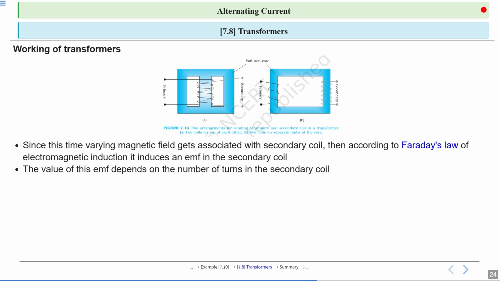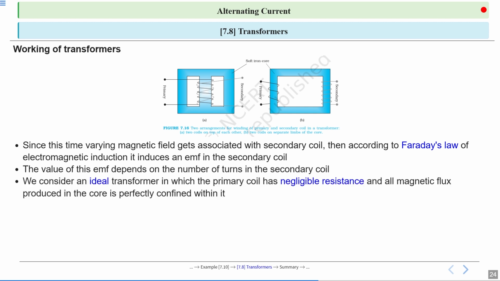So now, what amount of EMF is induced in the secondary coil? It depends on the number of turns of the secondary coil. I will give you an idea before that: if the number of turns of the secondary coil is more than the primary coil, then the output voltage will be more. The EMF induced in the secondary coil will be more. If the number of turns of the secondary coil is less than the number of turns of the primary coil, then the EMF induced will be less. We are going to prove it in the further slides, but I am giving you a spoiler.